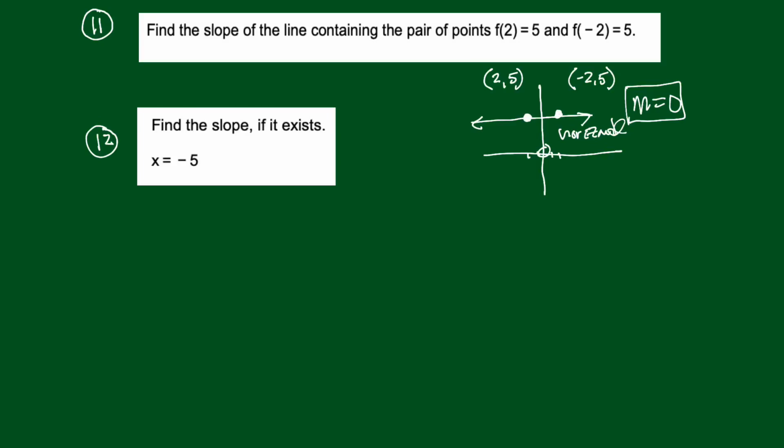Now in 12, we want to find the slope, if it exists, of this line here. Well, if we just graph that, there's only one variable, and it's x. So this line cuts through the x-axis right here, at negative 5. If there's only one variable, you get either a horizontal line or a vertical line. If it's x equals something, that something is where the line crosses the axis. So we're going to get this line here. Now that's a vertical line, and vertical lines have undefined slope.